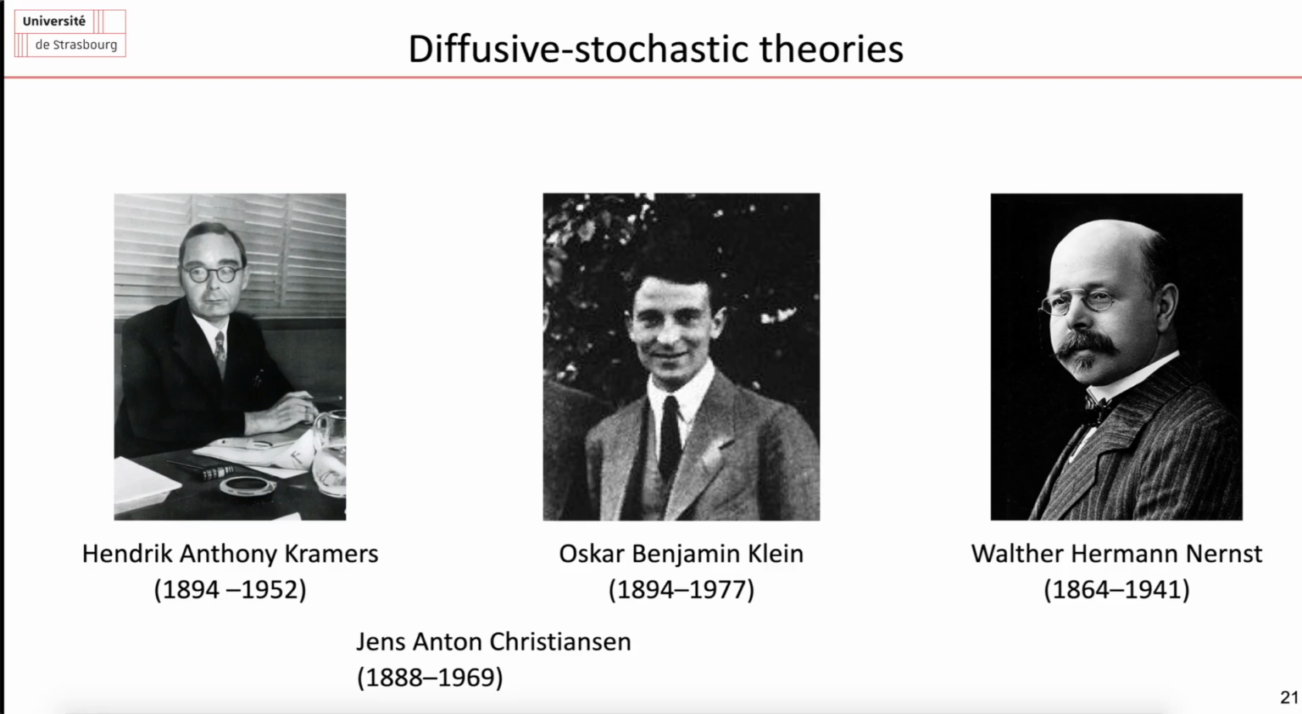So in the most recent history of chemical kinetics, we have a number of key people: Kramers, Christiansen, Klein, and Nernst indirectly. Kramers was a Dutch physicist. He worked in Germany and in Denmark, and he was an important collaborator of Bohr in the famous Copenhagen Institute of Theoretical Physics. He developed an interest in chemical kinetics through a collaboration with Jens Anton Christiansen, who was also at Copenhagen University.